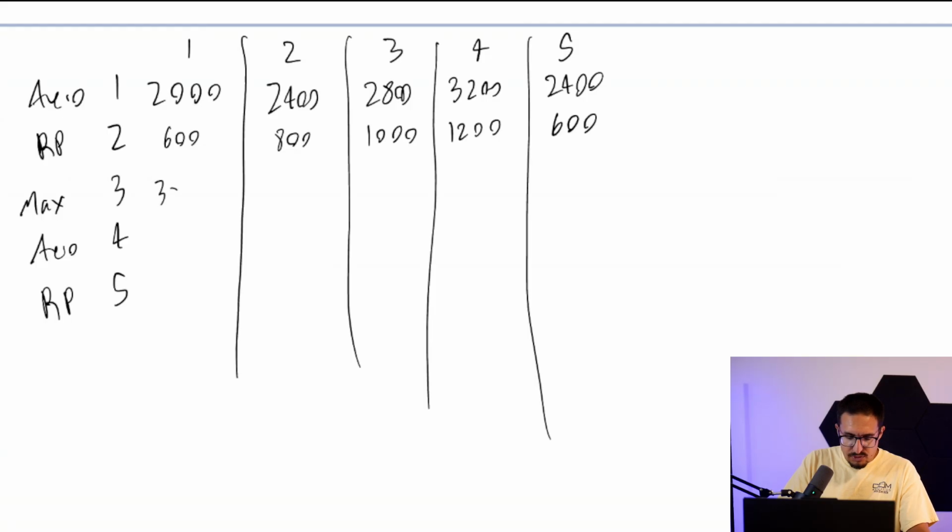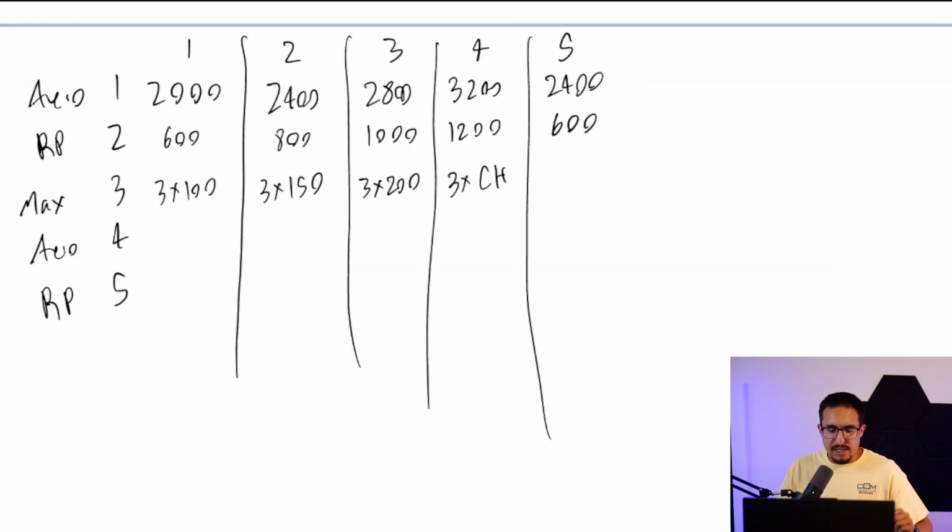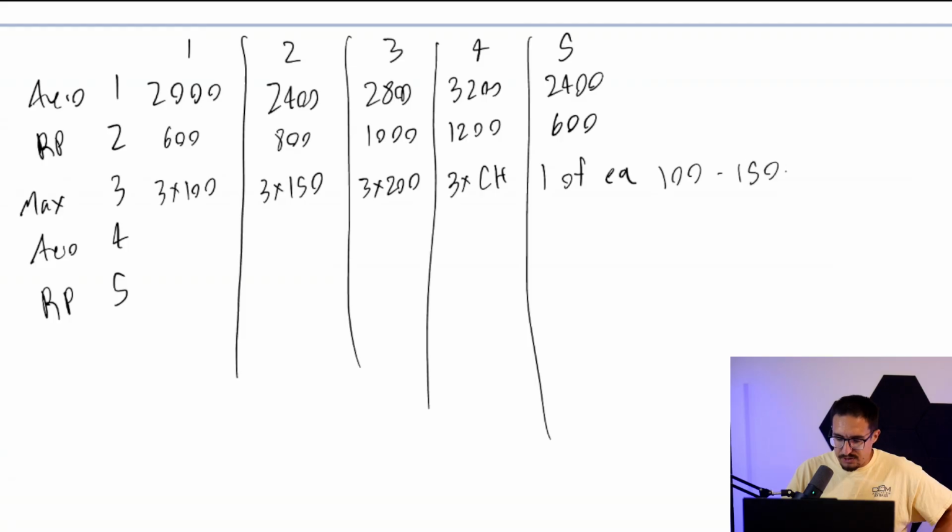We're going to go 3 times 100s. All right, this is max effort off the blocks. And over here, we're going to go 3 times 150s, 3 times 200s, and I would probably go 3 times choice here. I would let the kids pick from those last 3. And then on the deload week, I would do 1 of each. So a 100, a 100, a 150, and a 200. And that is going to feel easier than what we did earlier.